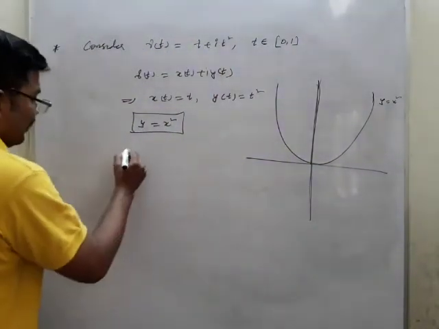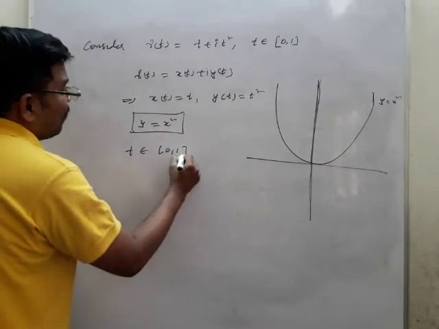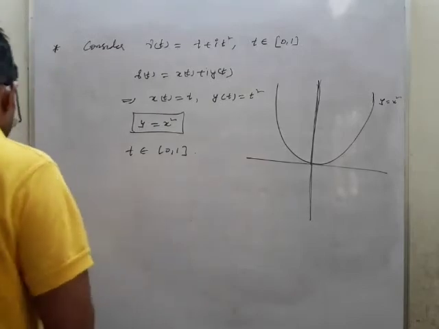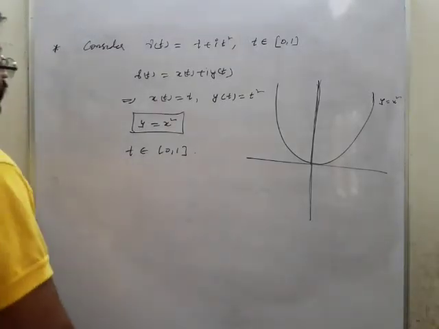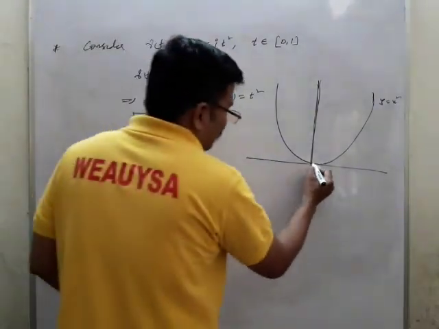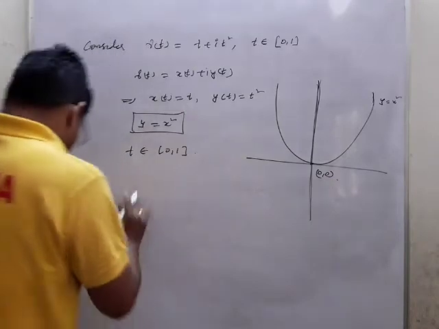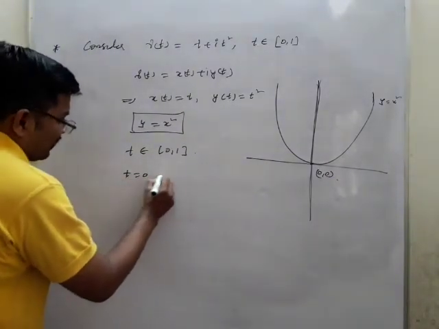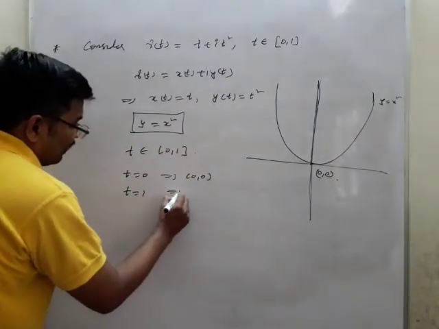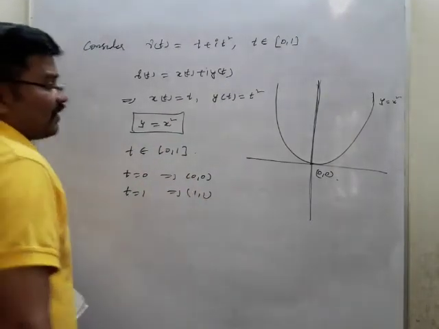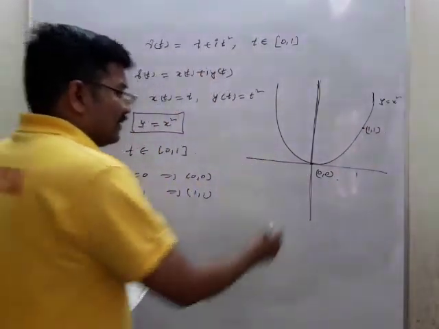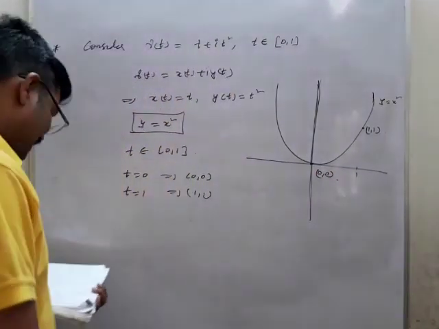Now, where t belongs to 0 comma 1, if you substitute t equal to 0, you will get 0 comma 0: x is 0, y is 0. If t is equal to 1, you will get 1 comma 1. So somewhere here, if it is 1 here, you will get one more point, 1 comma 1. This is the point 0 comma 0 and this is the point 1 comma 1.